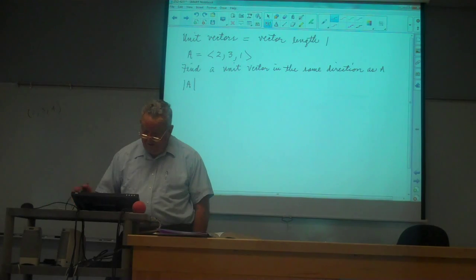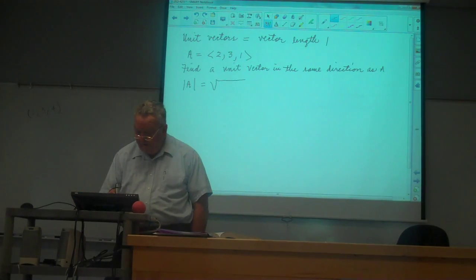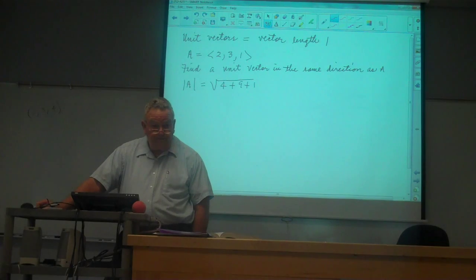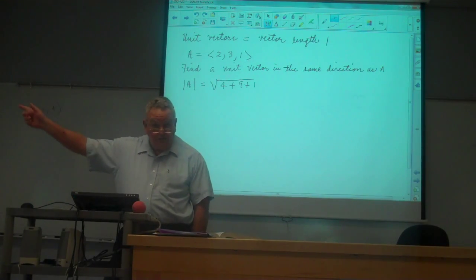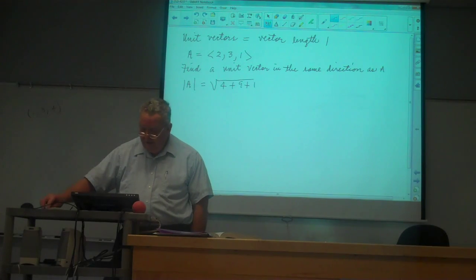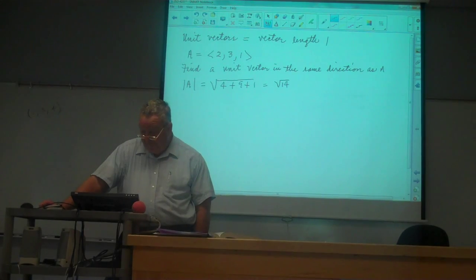The length or the magnitude, and I think that's equal to the square root of 4 plus 9 plus 1. What do you think? Isn't that using the three-dimensional distance formula? Everybody agree? And because I didn't specify a beginning point, it's from the tip of the finger as opposed to over here. So isn't that the square root of 14? Right?